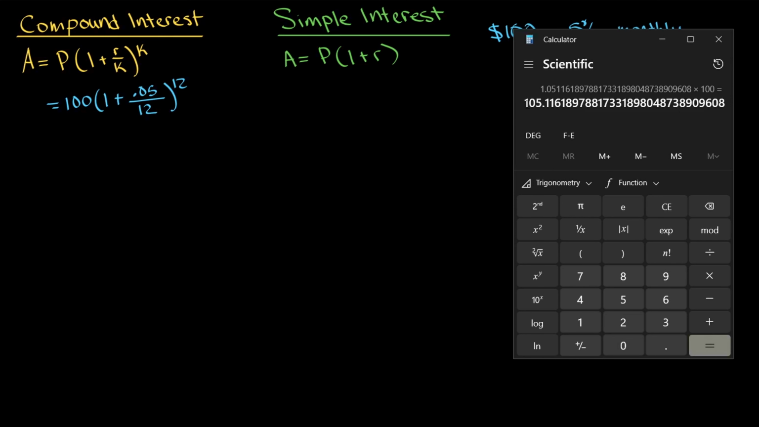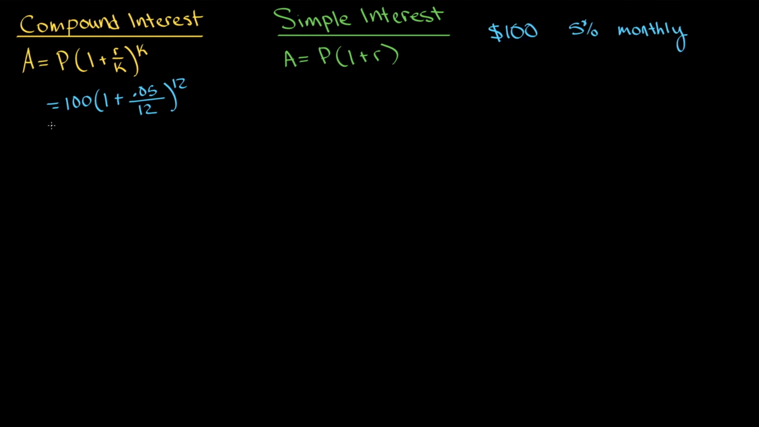So we find that we have $105.12. Okay, so that's good. We just got some familiarity with our compound interest formula.